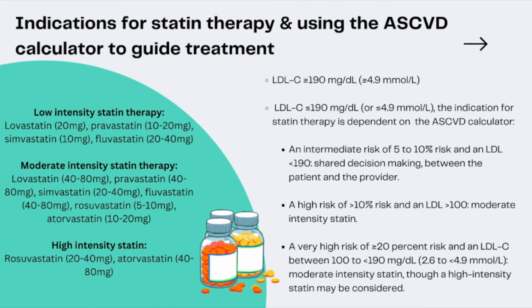The second one here is if the patient has an LDL of 190 or less. The indication for statin therapy is then dependent on their individual risk for the cardiac event in the next 10 years using that ASCVD calculator. So if they have an intermediate risk, which remember that's 5 to 10% risk of cardiac event within the next 10 years, and an LDL that's less than 190, in these circumstances, there should be a shared decision making between the patient and the provider, and of course that's weighing both the pros and cons of starting a statin.